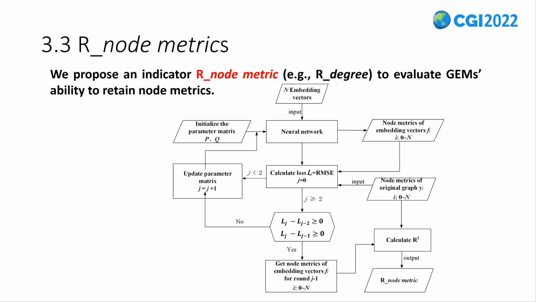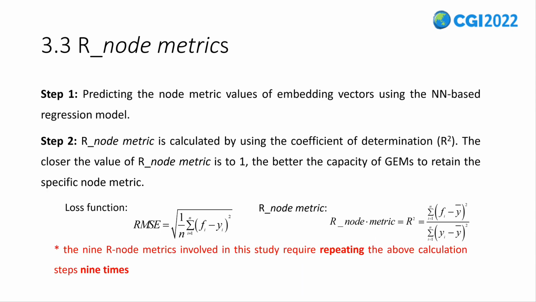With the purpose of quantitatively measuring graph embedding model's ability to preserve structural features, we propose an indicator, R node metric, to evaluate graph embedding model's ability to retain node metrics. It is calculated in the following steps. The first step is predicting the node metric values of embedding vectors by using the NN-based regression model. Then, calculating R node metric by the coefficient of determination. As can be seen, the closer the value of R node metric is to 1, the better the capability of graph embedding models to retain the specific node metric.